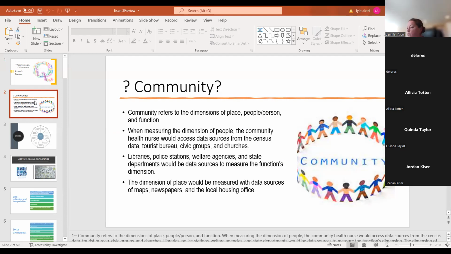So if I were to ask you a question about that, what would be a good way to measure the dimensions of people?